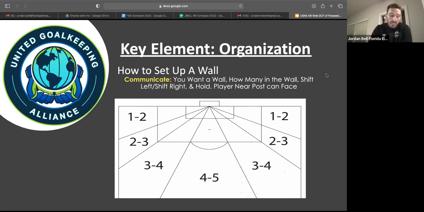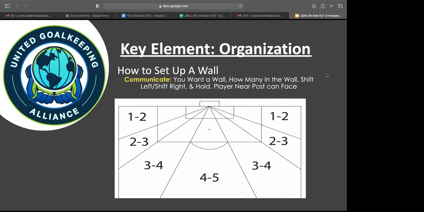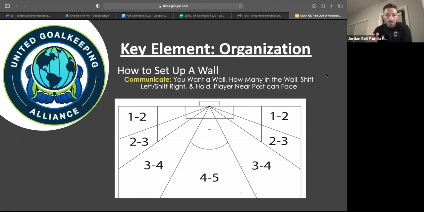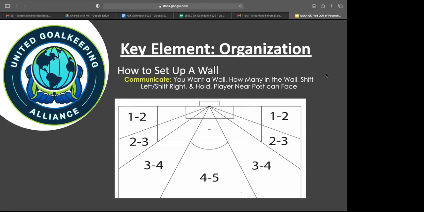Does everybody understand that? Again, if we look to the top left corner of this diagram, we've got the number 1 and 2. If there was a soccer ball where those numbers were, we would have most likely 1 or 2 players in the wall. And the reason we would have 1 or 2 is if there's 2 attacking players standing on the ball, we would most likely have 2 defenders in the wall. So that's a 2 versus 2.